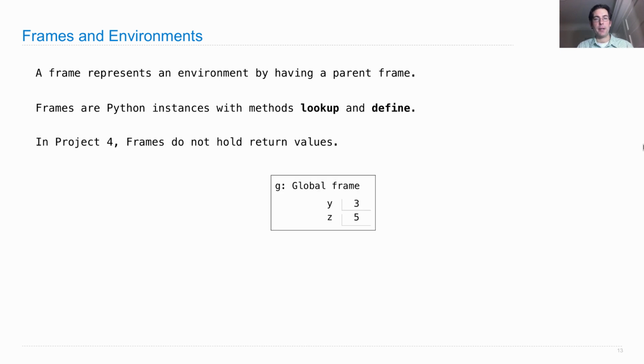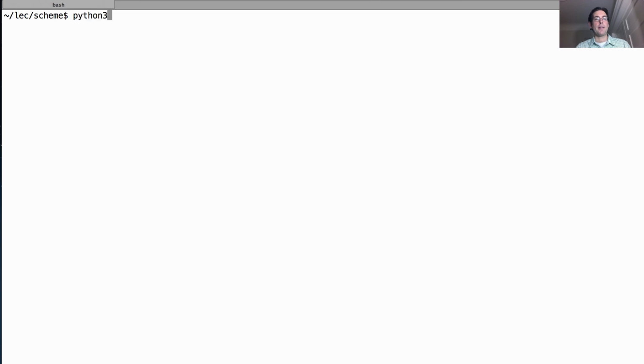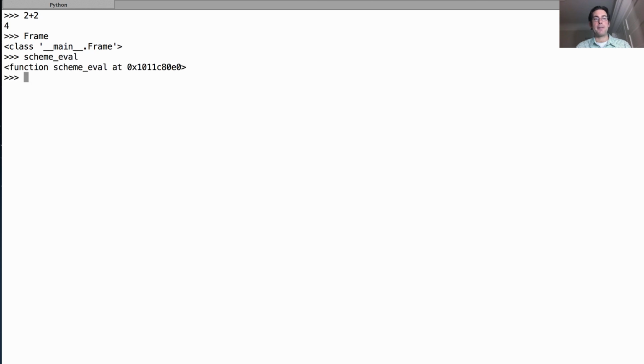So let's do this example in code. We're going to have a global frame with y bound to 3 and z bound to 5, and then another frame f1 with x bound to 2 and z bound to 4. Okay, so I'm going to start up Scheme, and then I'm going to quit out of it right away. Now I'm back in Python. Remember Python? And in Python, we've loaded up all of the different functions and classes that we've defined for our Scheme interpreter. So we have a frame, we have a function called schemeEval, etc.